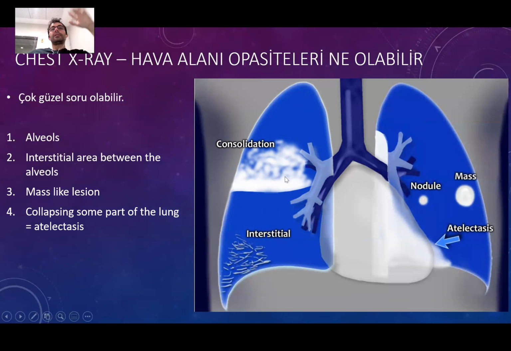And other than that, they can be, of course, nodules and masses, which are a completely different family, and they can be related to a collapse of some part of the lung, which is called atelectasis.